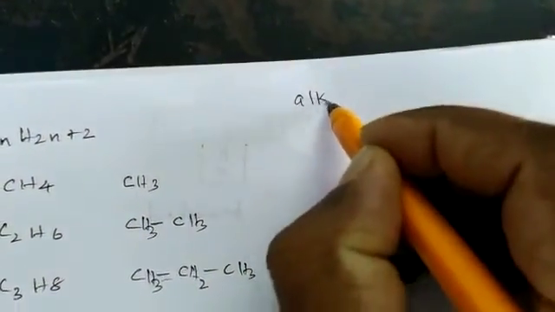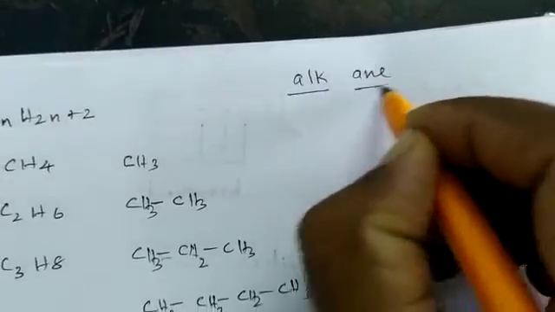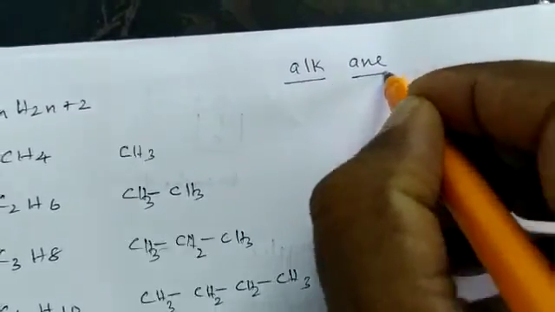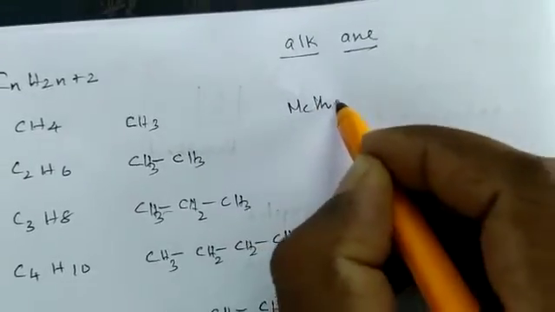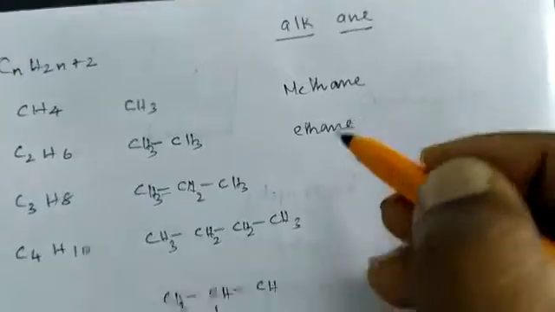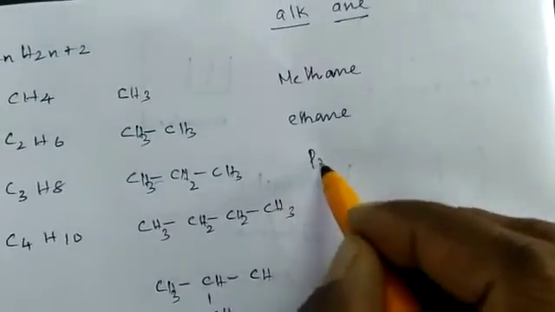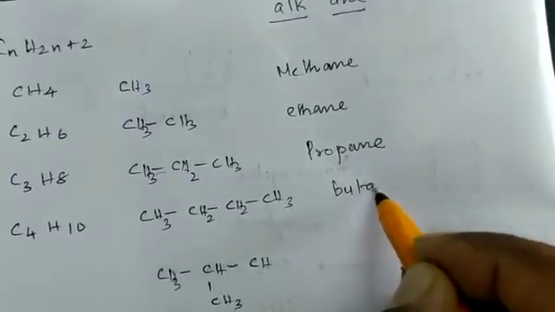So how do we name the compounds? That is nothing but alk-ane. Alk refers to the root word, ane refers to saturated hydrocarbon. 1 carbon means the root word is meth, so methane. Here 2 carbon atoms, ethane. 3 carbons, propane. Here butane.